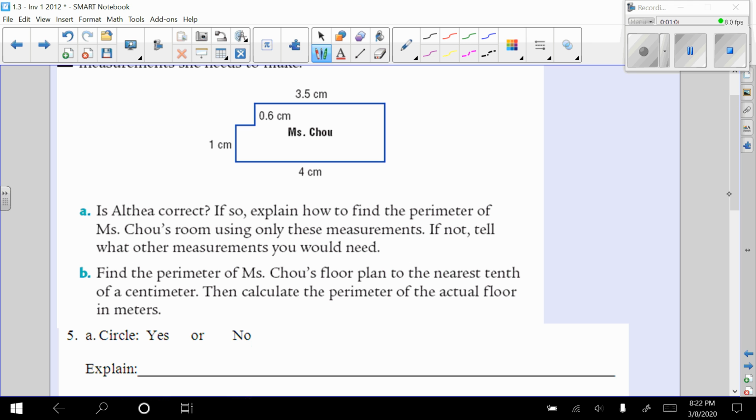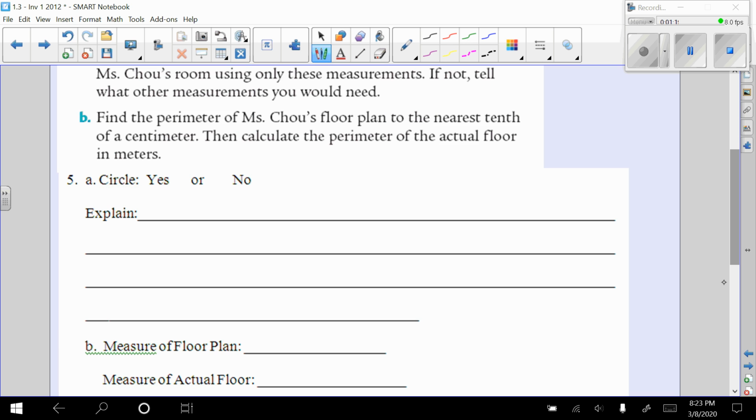Well, you could look at this more than one way. You could say no, because she didn't label every single side of the room, because in order to find perimeter, you need to add up all the sides. Or you could say yes, based on what we've given, we could find the other sides.